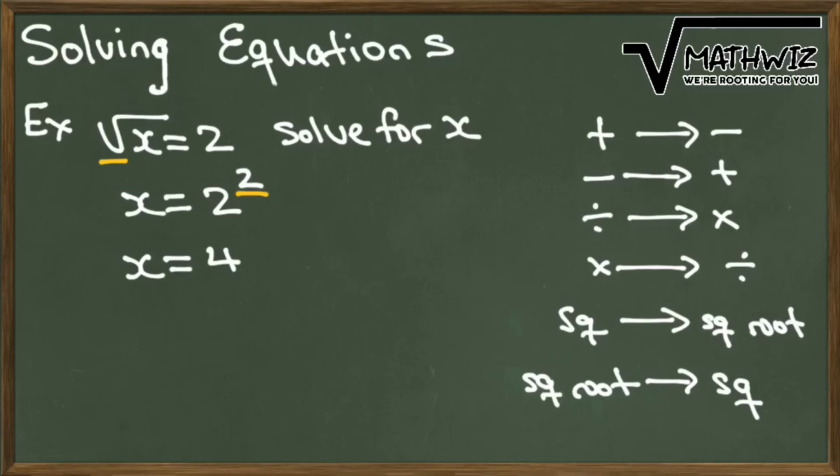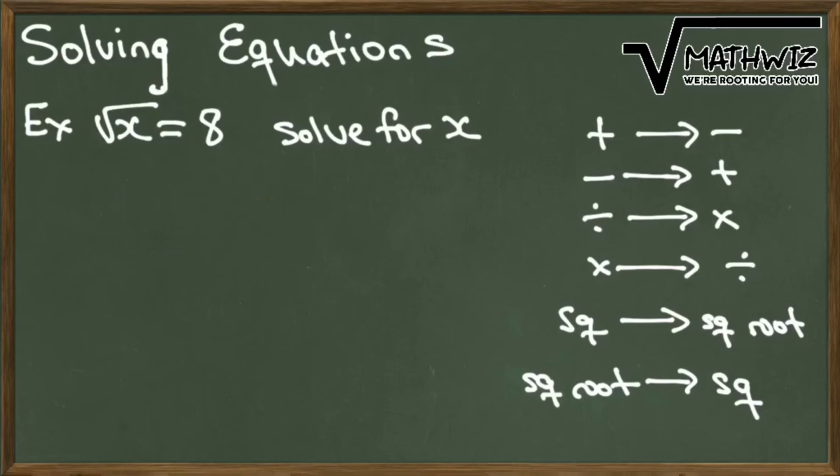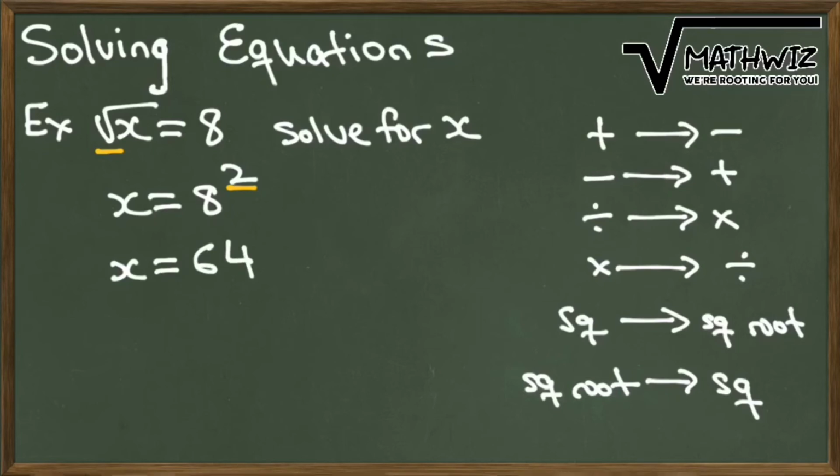All right, let's go ahead and try another example. So let's say we have the square root of x is equal to 8. So to get rid of the square root, we would simply need to square the opposite side. And to square the opposite side, we'll have 8 times 8, which is going to give you 64.